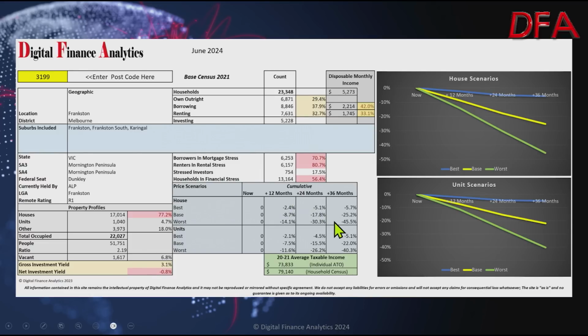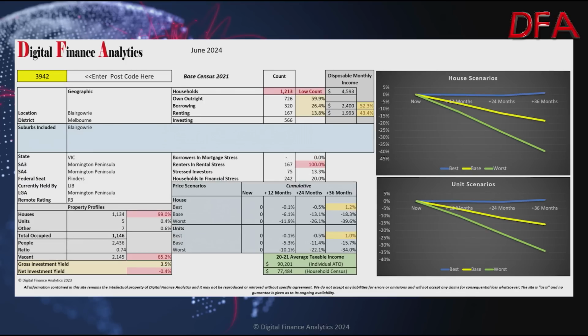Looking at the scenarios, a fall of 5% over the next 3 years on the best case scenario, 25% base case, 45% worst case for houses. Units also following suit. Now looking at 3942, Blairgowrie on the Mornington Peninsula. It's a very low count, so be careful with some of this data.